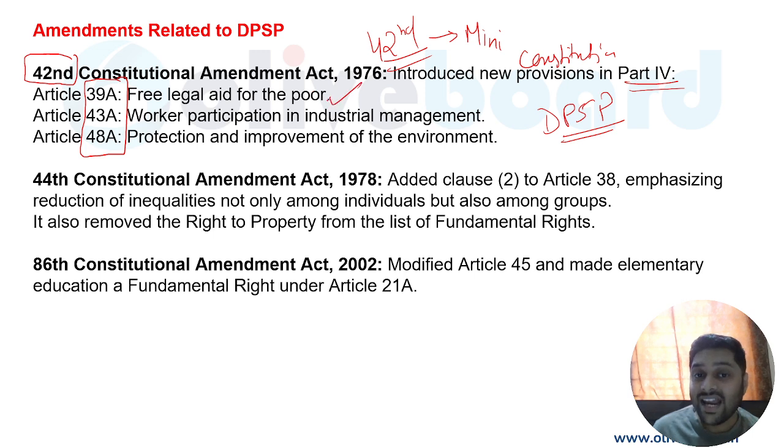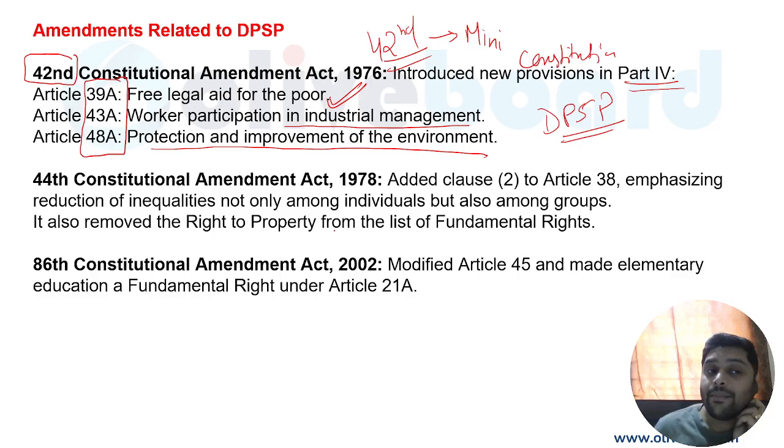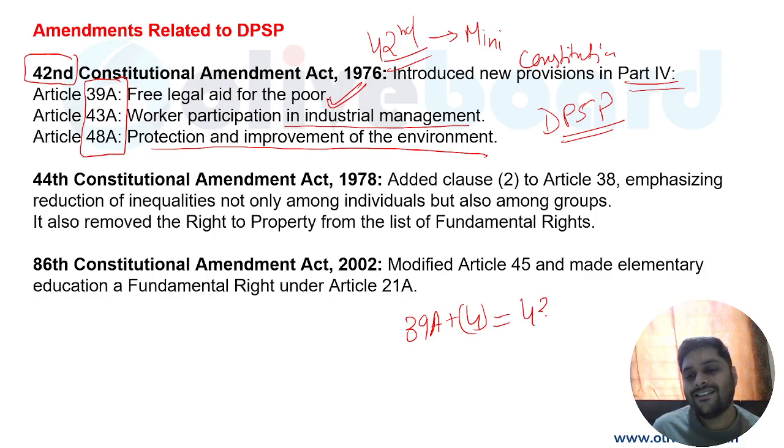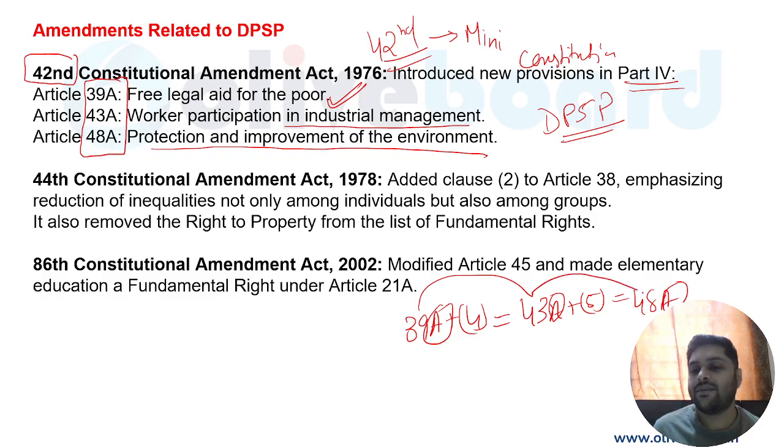39A: free legal aid to the poor. 43A: worker participation in industrial management. And 48A: protection and improvement of the environment. So if the question comes, sir, what are the amendments from the 42nd Amendment to the DPSPs, you will write 39A plus 4, 43A plus 5, 48A. A, A, A. You should remember plus 4 and plus 5.